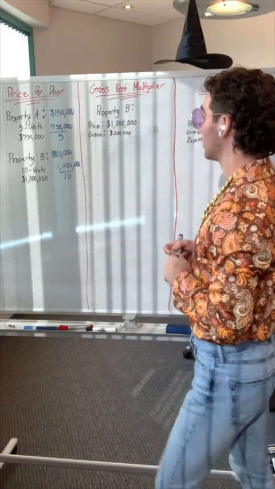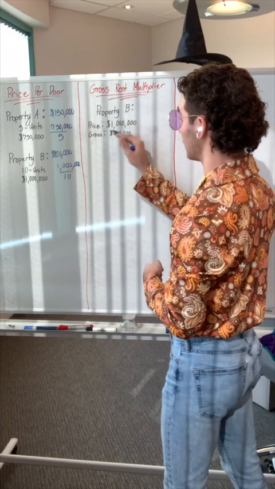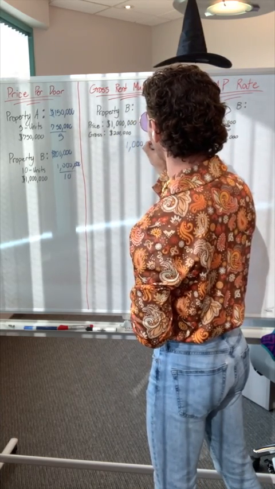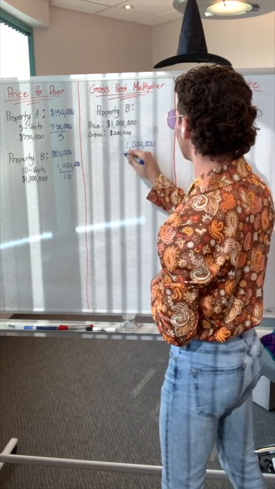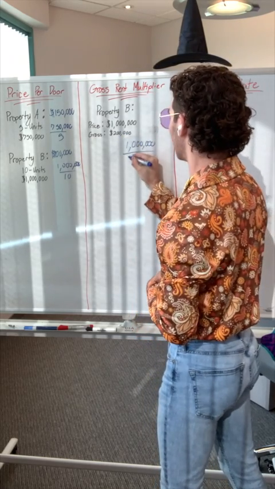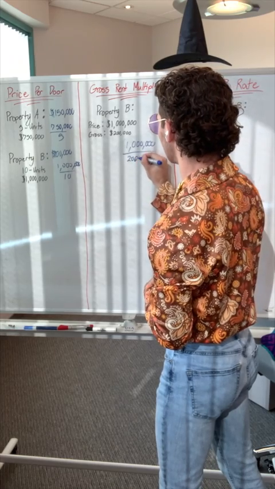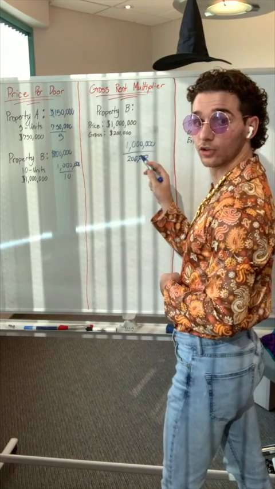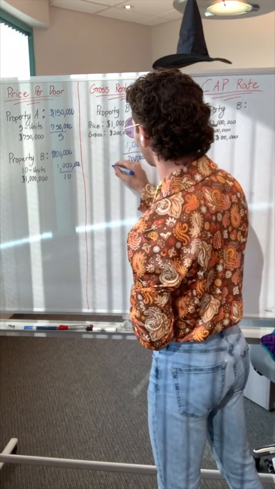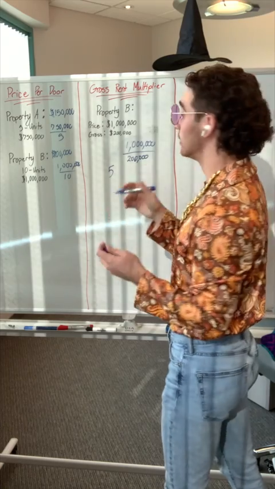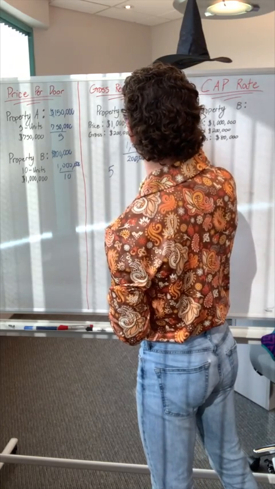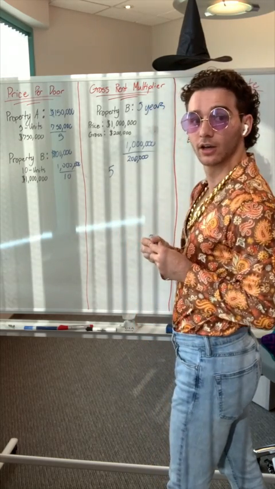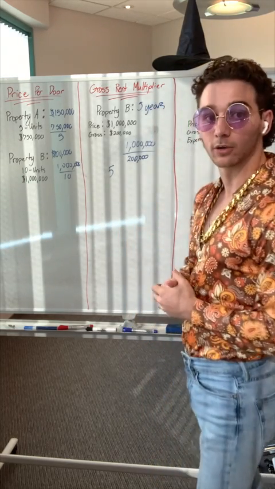So, you take property B, stick with it. You have a price of $1 million, stated gross income of $200,000. You divide $1 million by $200,000 and you get 5. What does that mean? It's going to take 5 years for the gross rent to pay back the entire purchase price.